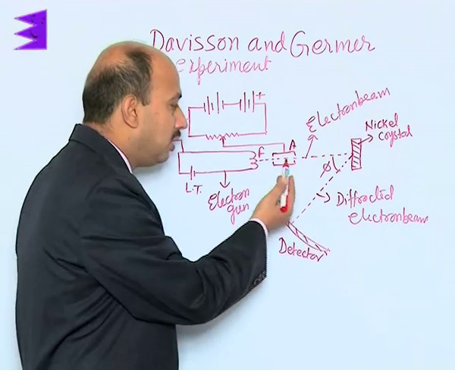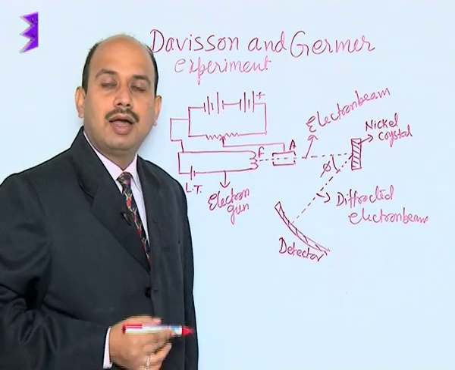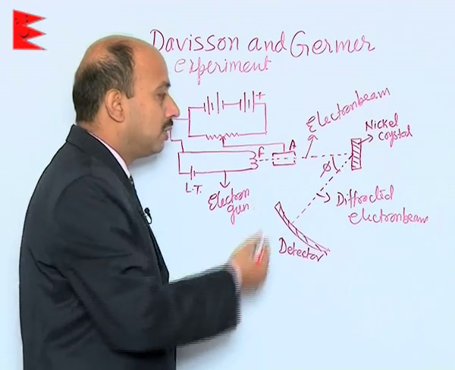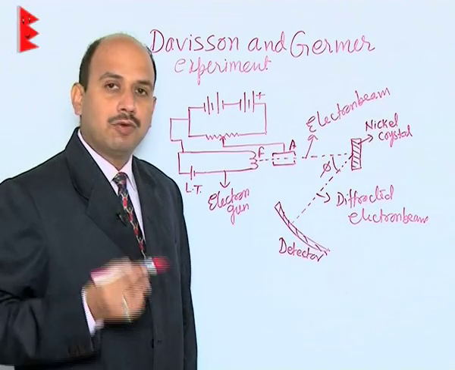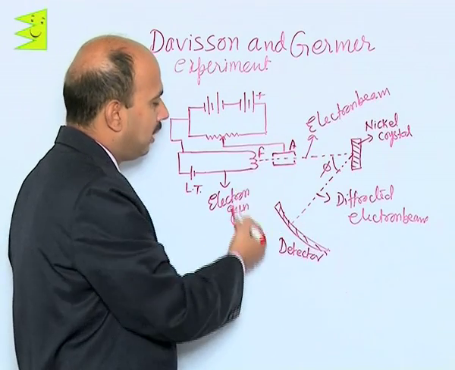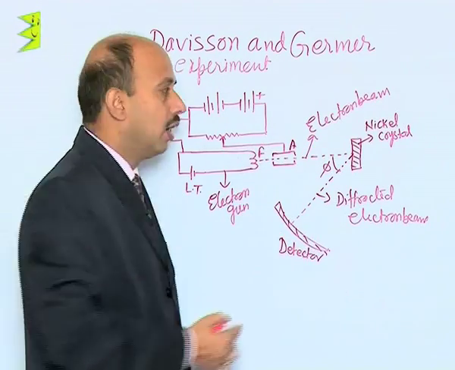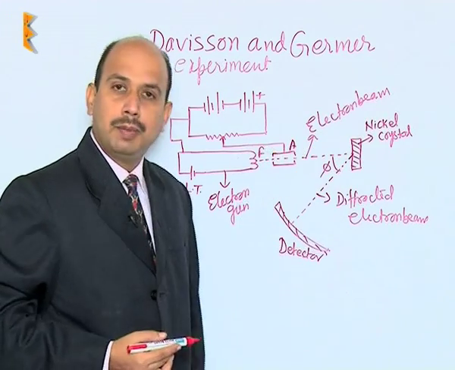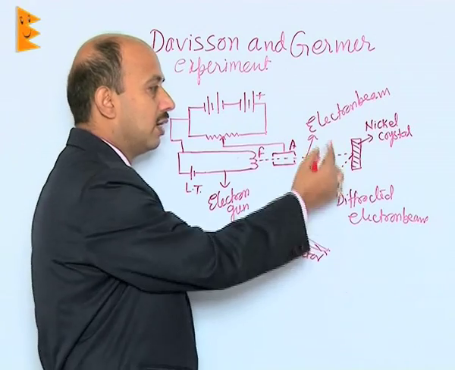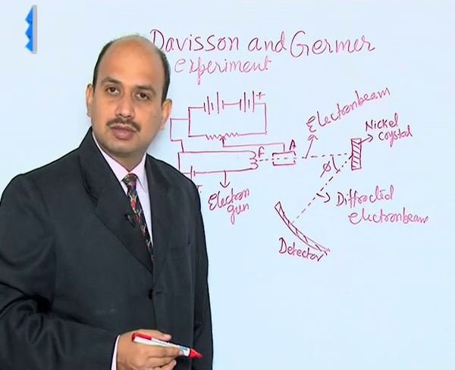So we can change the potential difference at A and accelerate the electrons. After coming out of this anode, electrons come in the form of a beam. So we get an electron beam. This whole apparatus is known as the electron gun, and this is known as the electron beam. Now, when this electron beam strikes the nickel crystal, it gets diffracted.